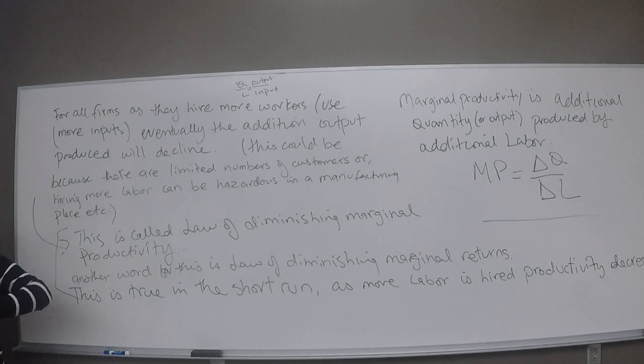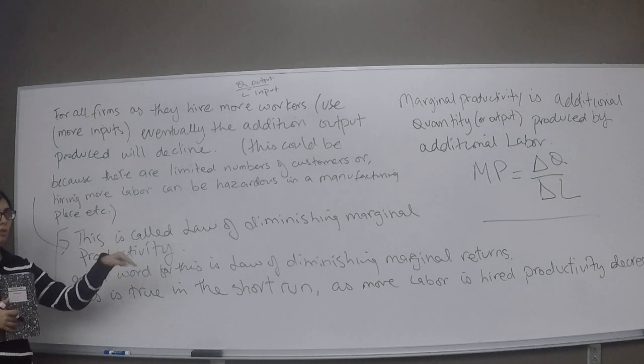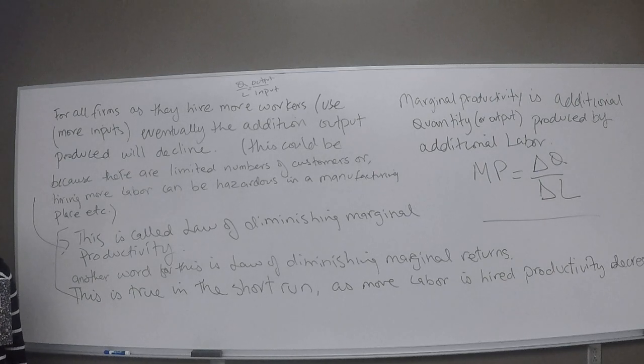With me so far? Okay, the last thing, what did you say? The law of diminishing marginal productivity says that in the short run, as we hire more workers, productivity decreases. Right? Okay.